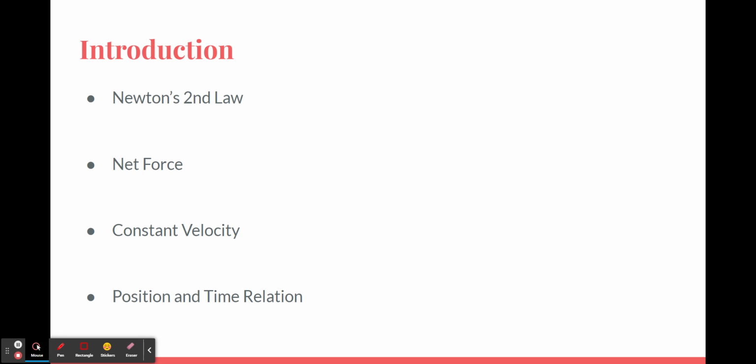When the net force is zero, the ball is assumed to either be at rest or in constant motion or velocity. And constant velocity is a state when the ball neither speeds up nor slows down. It merely remains in motion at the same rate. Finally, this lab will use all of these concepts to examine how position and time are related when an object is at zero net force.